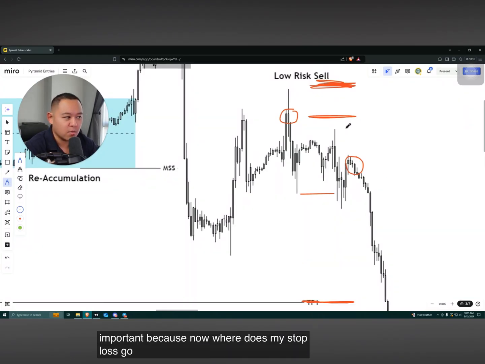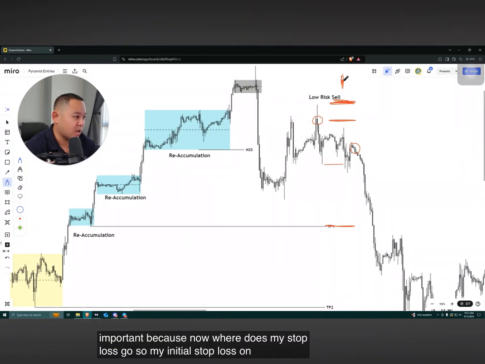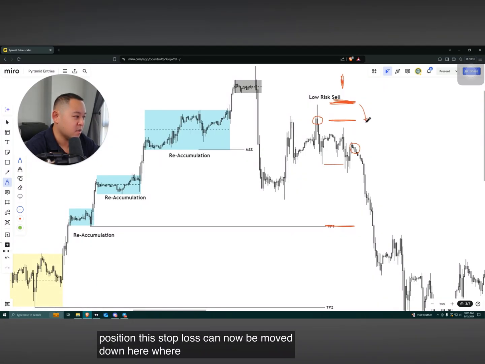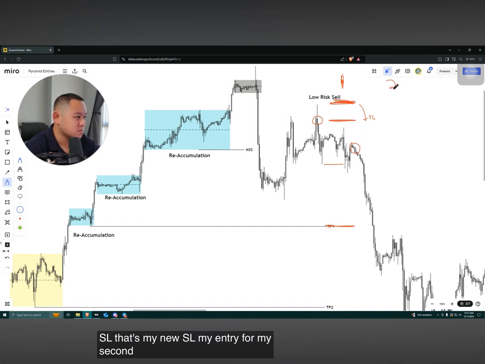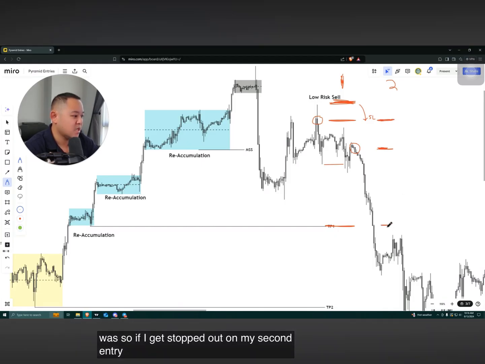because now where does my stop loss go? So my initial stop loss on my position can now be moved down here where my entry was. So this is my stop loss, my new SL. That's my new SL. My entry for my second position is here. Let's say it's here. And now my stop loss can go where my initial entry was. So if I get stopped out on my second entry, and here's my take profit 1, same area, take profit 2.